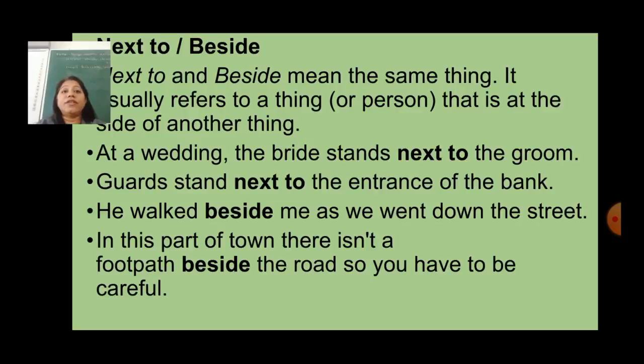Next to, or we can say beside. Beside means the same thing. Next to and beside mean the same thing. It usually refers to a thing or a person that is at the side of another thing. When something is at the side of another thing, at that time we use beside.